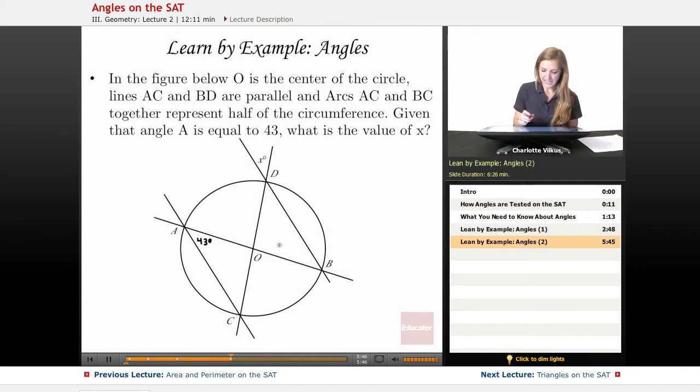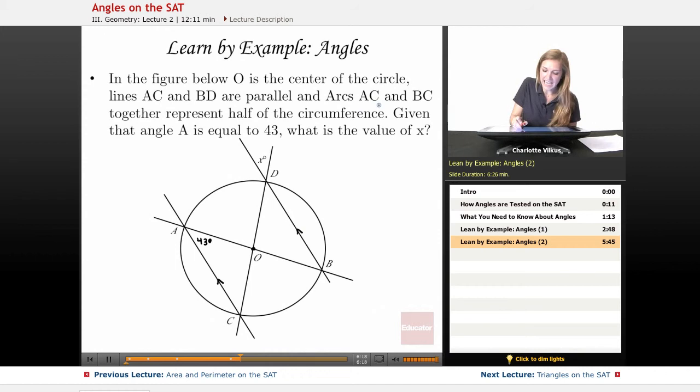We're going to look at this one, and here we have a figure with O at the center. So we've got a whole circle, O's right here at the center. We've got that lines AC and BD are parallel. So here's line AC, and it is parallel to line BD. And I would definitely suggest always, on geometric figures, drawing in what you're given so that you've got it right there in the figure that you can look at.